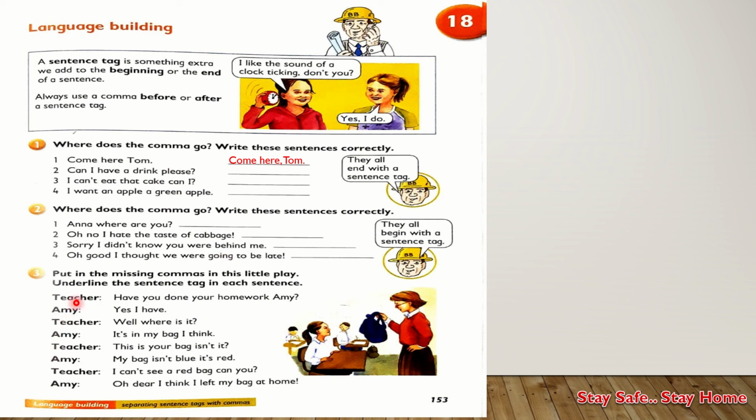Exercise number three, now we need to put in the missing commas in this little play. Underline the sentence tag in each sentence. So instead of putting just a comma, we need to underline it, okay? Look at number one, teacher. Have you done your homework, Amy? The sentence tag is Amy. So I underline it and I put a comma before it. Okay, guys? And please continue the rest in your books, please.